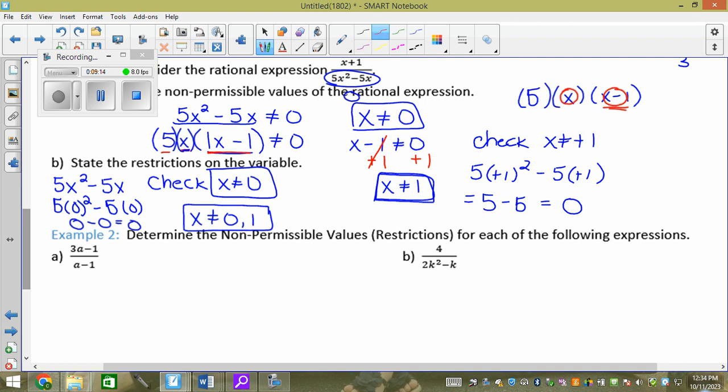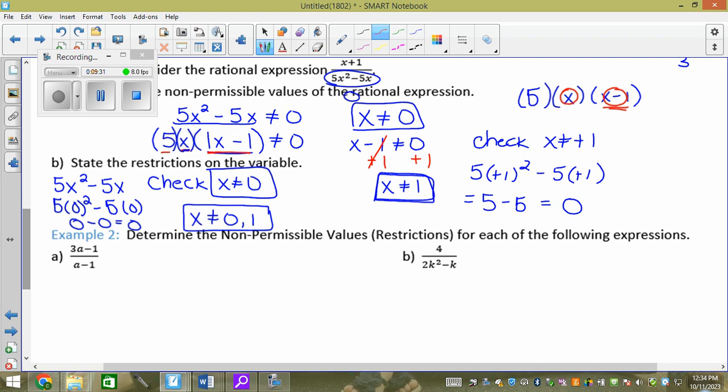Example 2, determine the non-permissible values or restrictions. Same thing, different words, same thing. For each of the following expressions. Do I care about the numerator? 3a minus 1. Can the numerator equal 0? 0 divided by something is 0, so that's fine. It's just the denominator.